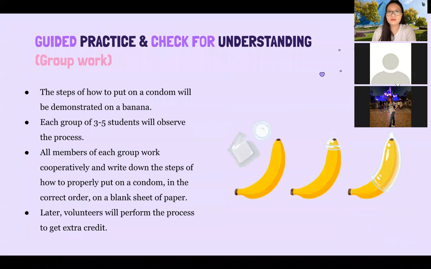There will be guided practice and check for understanding, which is a group work. So the steps of how to put on a condom will be demonstrated on a banana, and each group of 3 to 5 students will observe the process. And then all members of each group will work together and write down the steps of how to properly put on a condom in the correct order and on a blank sheet of paper. And then later, volunteers will perform the process to get extra credit.